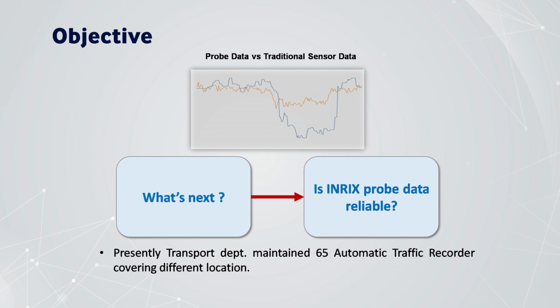And in this case, presently your transport department is maintaining around 65 automatic traffic recorders, which cover different locations, right? So this covers the entire state of Nebraska, where you have 65 automatic traffic recorders, and it collects speed, date, time, incident, average speed, confidence score and so on. All those things are stored by these automatic traffic recorders, which are definitely a reliable way of storing.